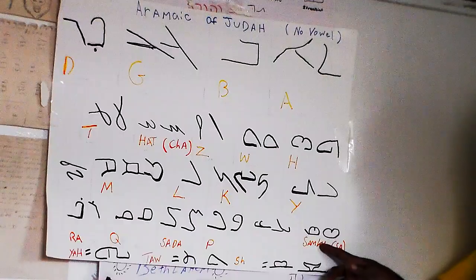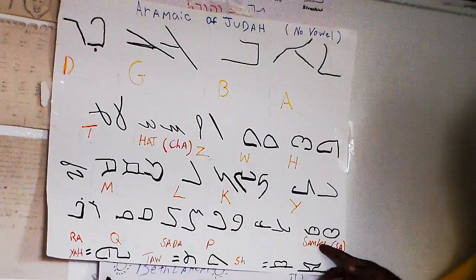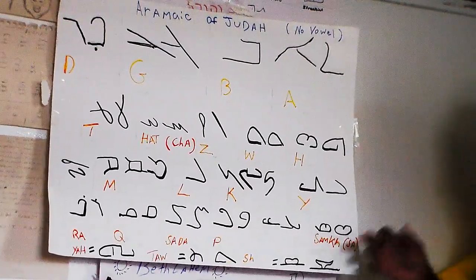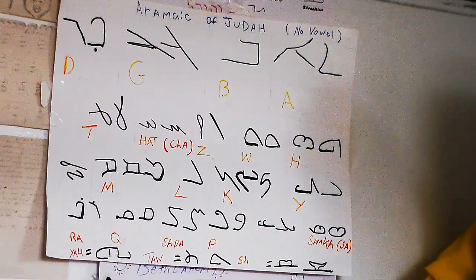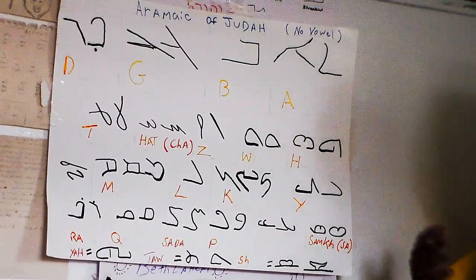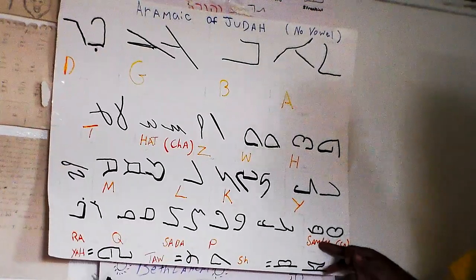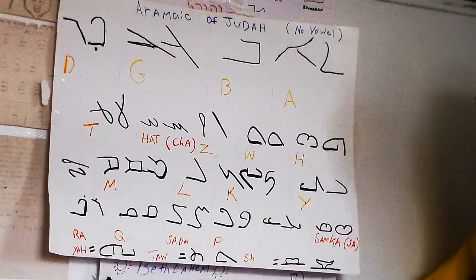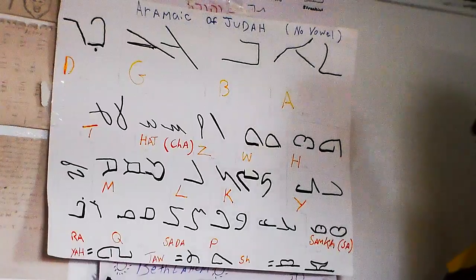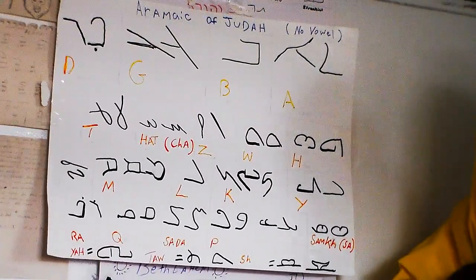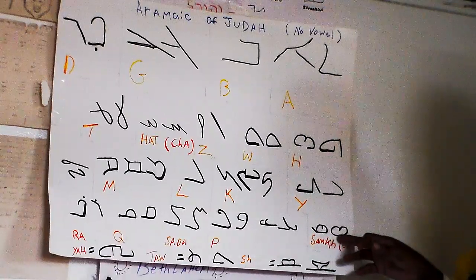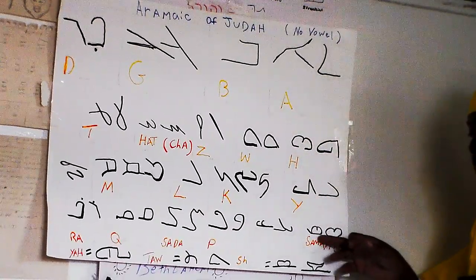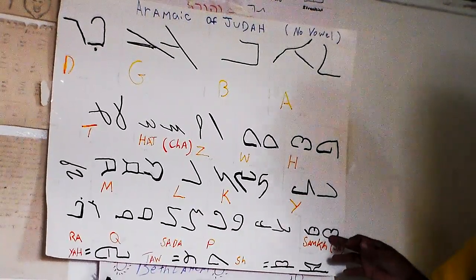This is Sha. We use the word Samka. When you read, you say Samka. You say Shemka. See? Shemka for the east.